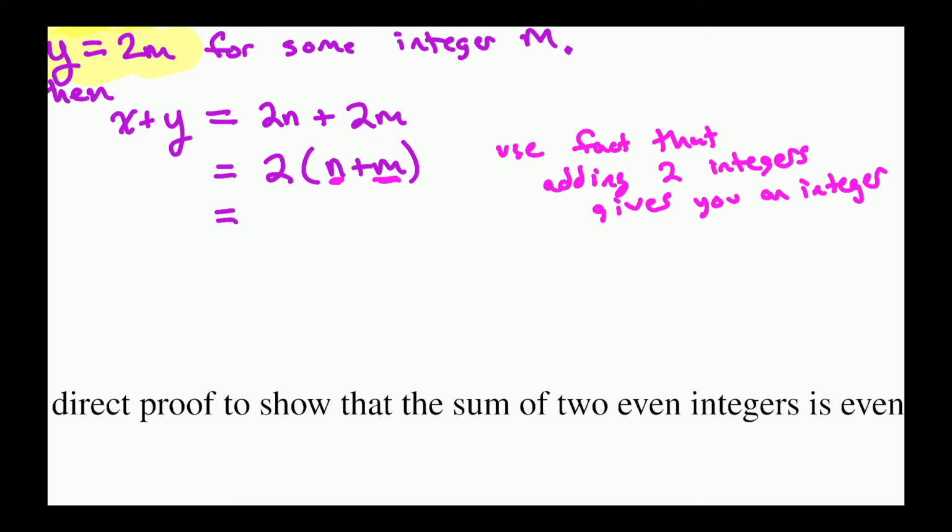So, all right. How do we do this? So n plus m is another integer. What are we going to call it? I don't know. Let's call it p. So n plus m is p. So 2 times (n plus m) equals 2p. Now what's p? Well, p, which is n plus m, is an integer.